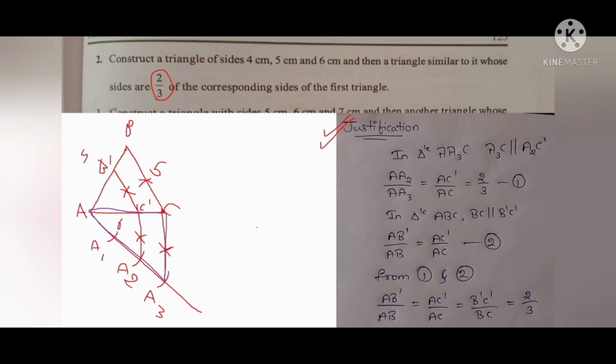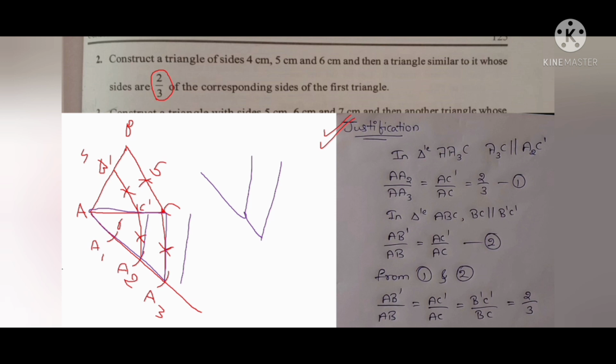A3C is parallel to A2C1, correct? First we will see which triangle is in the downside, A3 and C. It's one triangle, you know that. First we will check the parallel line. You can see CA3 and C dash A2 in the downside, correct? Now you have to write it in the justification figure. If the parallel lines are there, you have to make it in the same parallel.